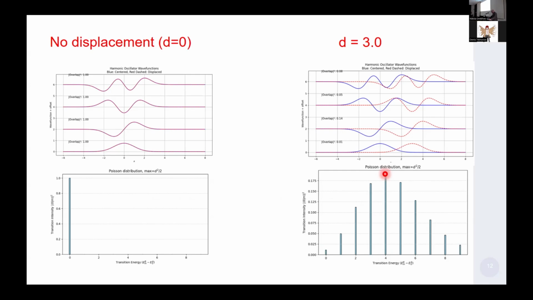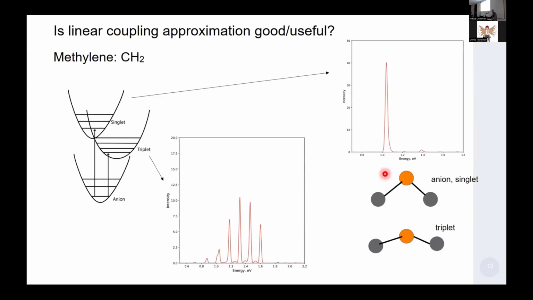But Poissonian distribution is a very simple thing to compute. So we don't need a quantum computer, it can be done in Python. Even if you have many modes, the spectrum is just a convolution of Poissonian distributions. It's a very simple computational task. So let's go back to methylene.